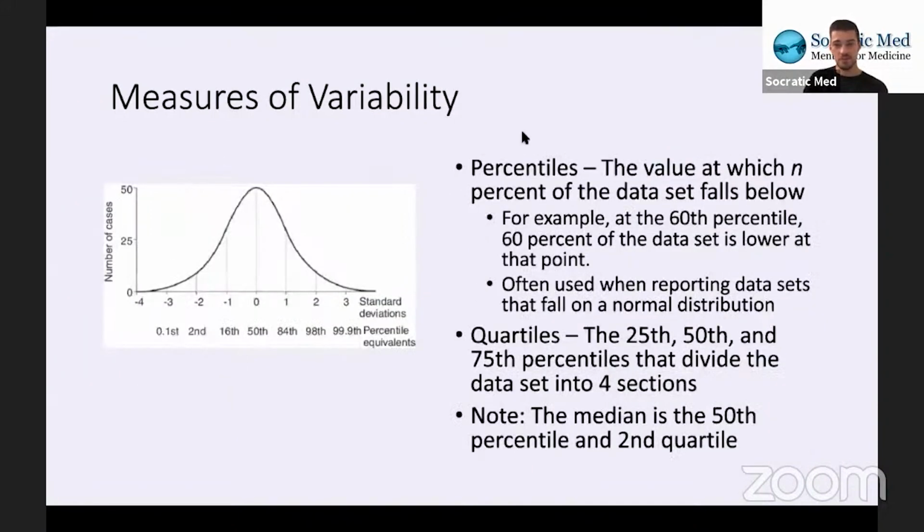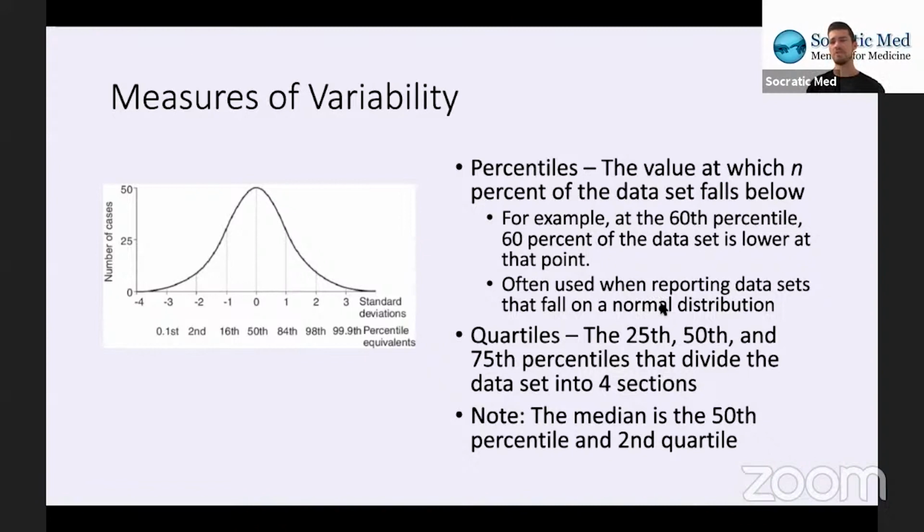And we have percentiles and quartiles. We spoke a little bit about them when we were talking about the median. So percentile is just the value at which n% of the data set falls below. So for example, at the 60th percentile, 60% of the data set is lower at that point. And it's often used when reporting data sets that fall on the normal distribution, like we saw in the last one. This right over here, this sort of bell curve, is called the normal distribution.